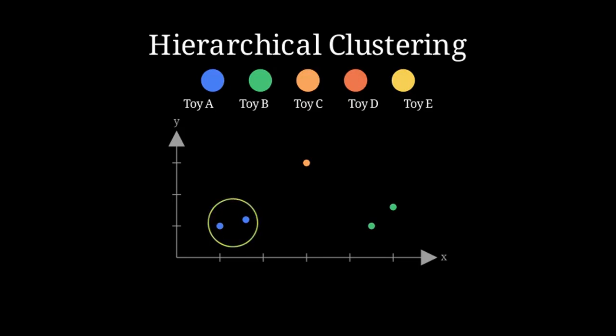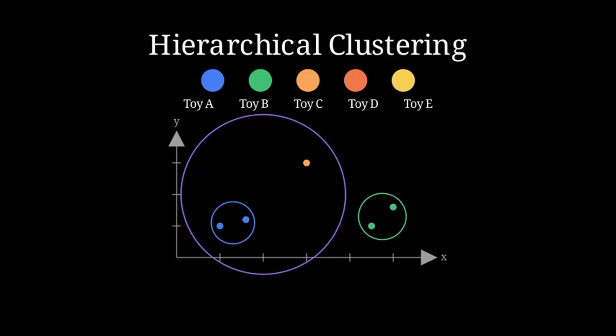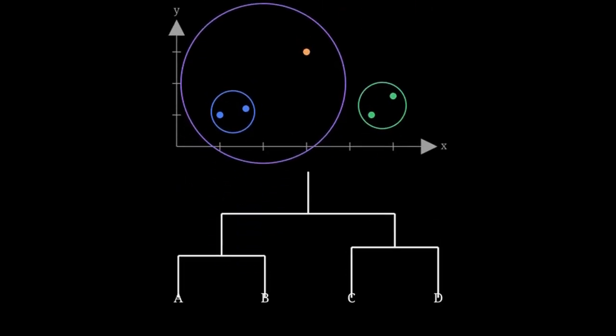Here, we can see two blue points are closest, so they merge first, then two green points merge, and eventually everything merges together. The merging process is visualized using a dendrogram, an upside-down family tree. The bottom shows the individual items, and the height of each merge shows how different the groups were. You can choose how many clusters you want by cutting the dendrogram at a certain height. Everything below the cut becomes a cluster.